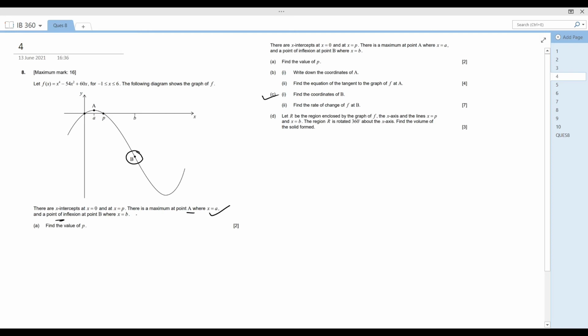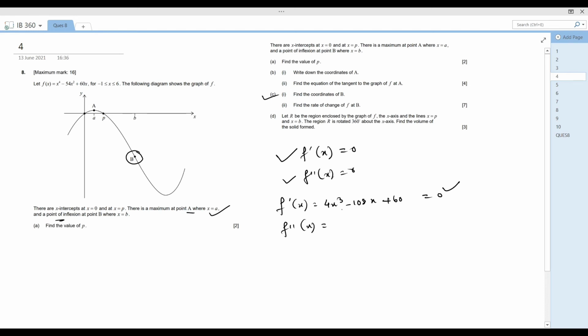Now how can you get the point of inflection? You can get it from two equations, that is f dash x equals 0 and f double dash x equals 0. We will find both. f dash x, which we got previously, is 4x cube minus 108x plus 60.